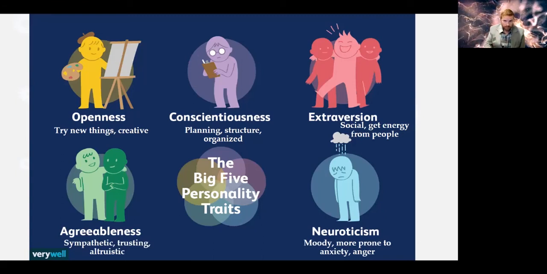One easy way to remember the Big Five personality traits is OCEAN: openness, conscientiousness, extroversion, agreeableness, and neuroticism. Or if you have thalassophobia, then you can think of CANOE, because it's the same but in a different order. They don't have to go in any particular order.